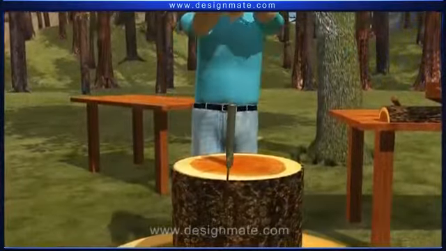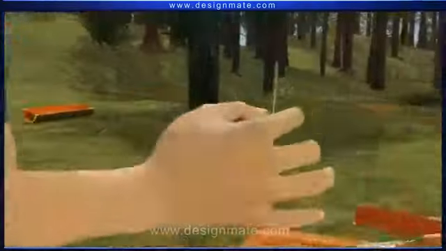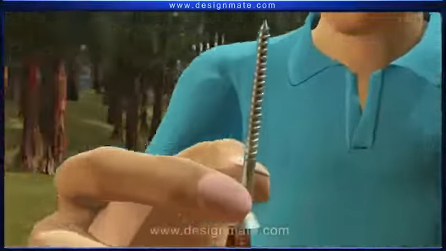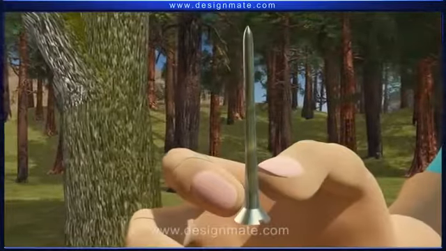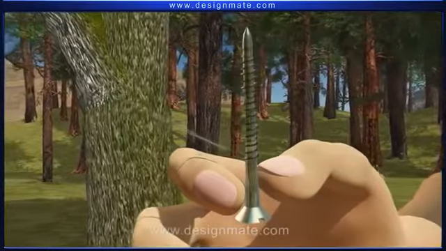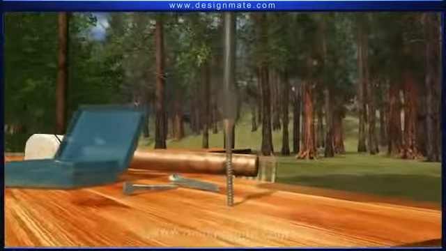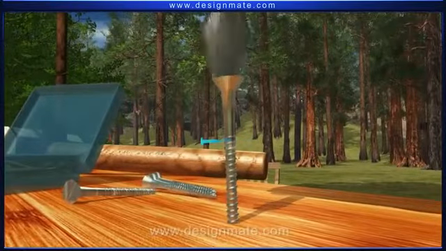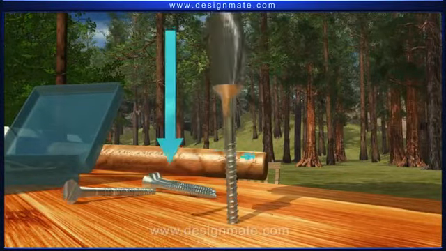Wedges can be used to split things apart. A screw is another simple machine. The screw is also a type of inclined plane. A screw turns a small rotational force into a larger forward driving force.